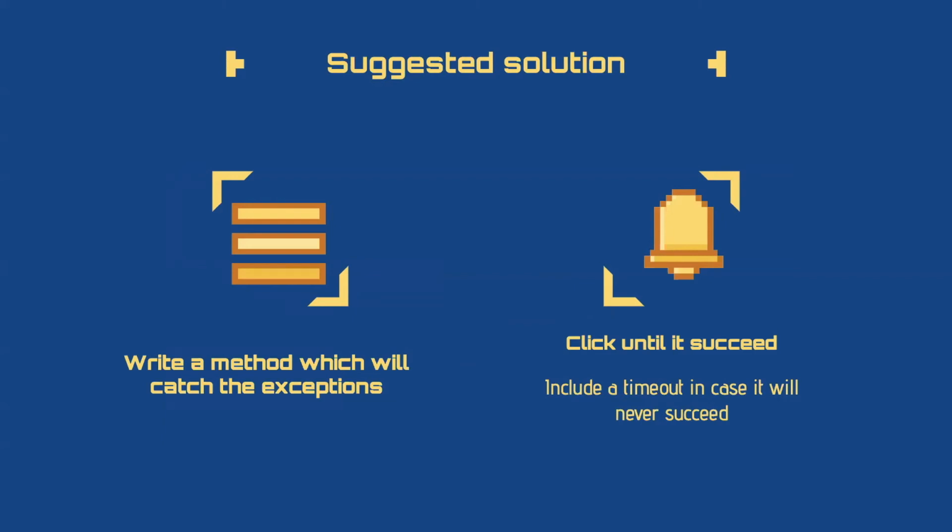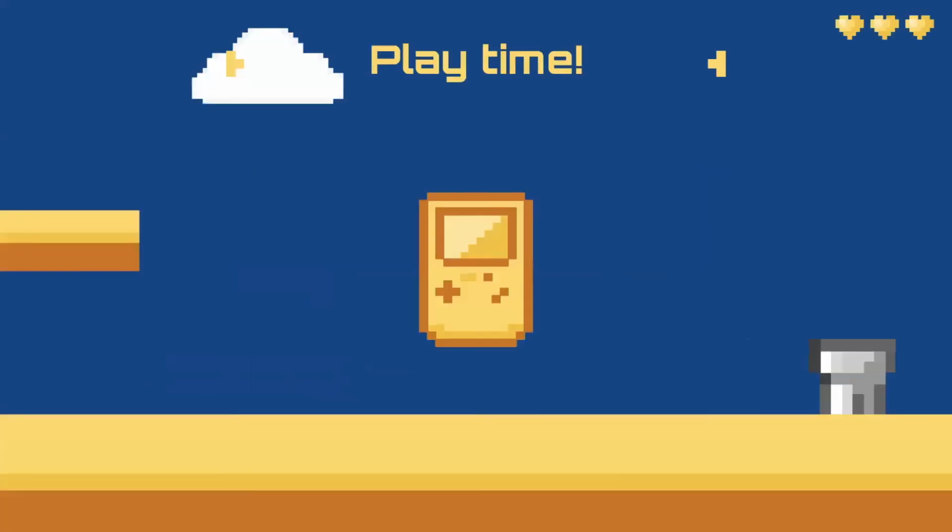The suggested solution that we'll discuss here is, first we'll write a method which will catch the two exceptions that we mentioned in the previous slide, and then we'll try to click on it until it succeeds. Of course, we'll include a timeout in case it won't succeed.